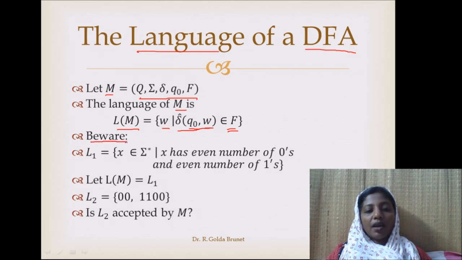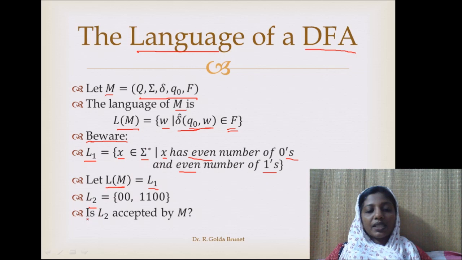And we have to be aware of this one, because sometimes we might get misled. Consider this language L1, which we have seen already, which is the set of all strings that belong to the binary language, such that x has an even number of zeros and an even number of ones. Suppose we have a machine M to accept this language, and we have designed this machine already, and this L of M is actually L1. Now consider another language L2 with two elements, 00 and 1100, and this is also a language because L2 is also a subset of sigma star.